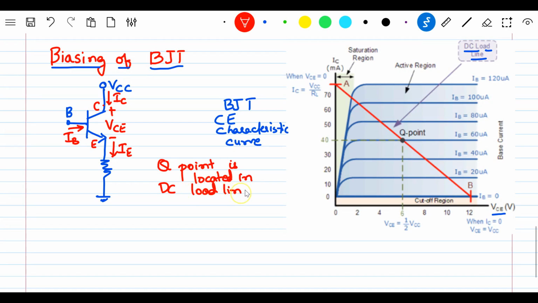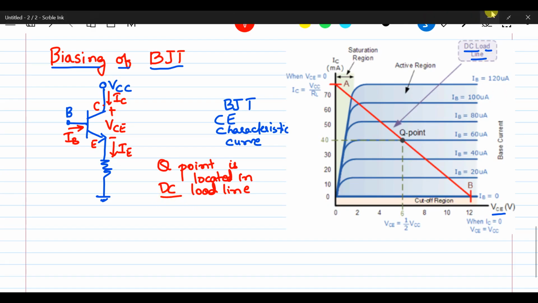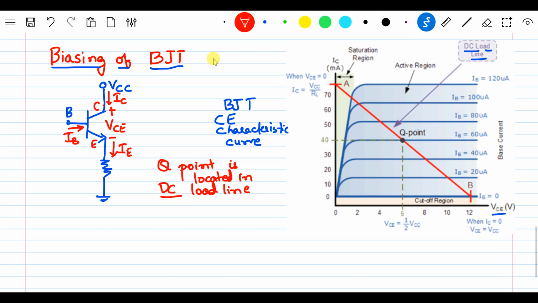The load lines are of two types. One is DC and another one is AC. As we are not working on AC till now, as we are not discussing any AC input given to the base, therefore I am not discussing anything on the AC load line. So most of our discussion will be on the DC load line here.